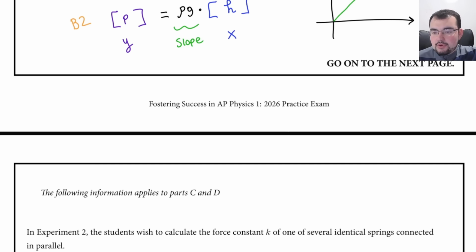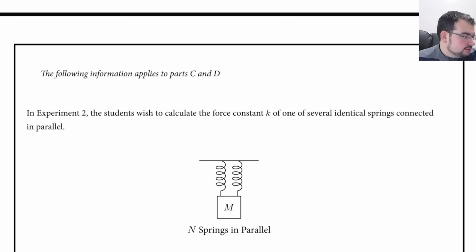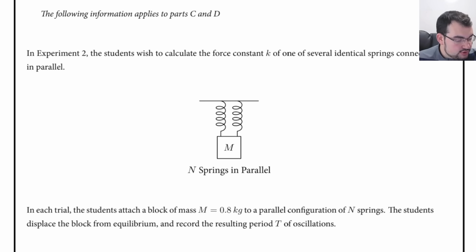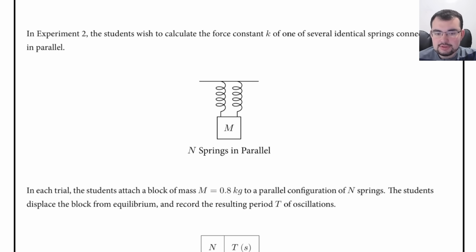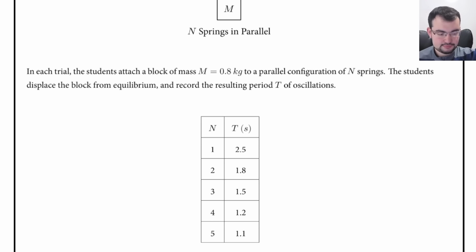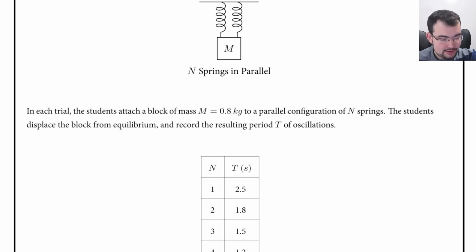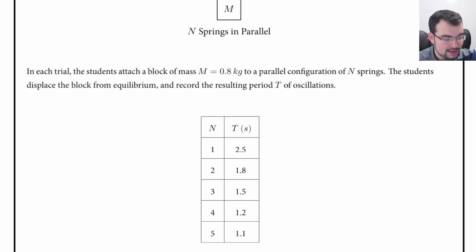All right, I have no way of justifying this. I just needed to do some stuff with springs. I was a bit light there with the mass spring system. So in experiment 2, the students wish to calculate the force constant of one of several identical springs connected in parallel. Don't be scared of this. I know that parallel springs aren't in P1, but the equation is derived for you. So the students attach a block of mass M to 1, 2, 3, 4, 5, etc. springs, and we displace the springs, watch them bounce up and down, and determine that time of oscillation.